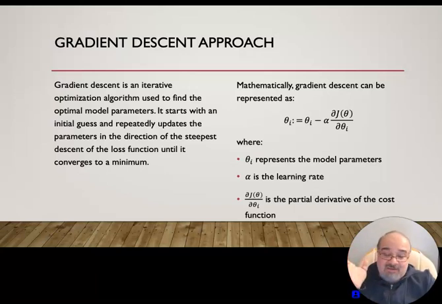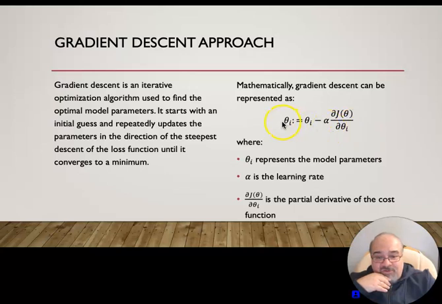Well, gradient descent is one of the most important optimization algorithms used to train machine learning models. Most of machine learning is optimization or optimization adjacent, at least. You could definitely say that. It starts with some initial guess for the model parameters, and then iteratively updates the parameters in the direction that reduces the loss function the fastest.